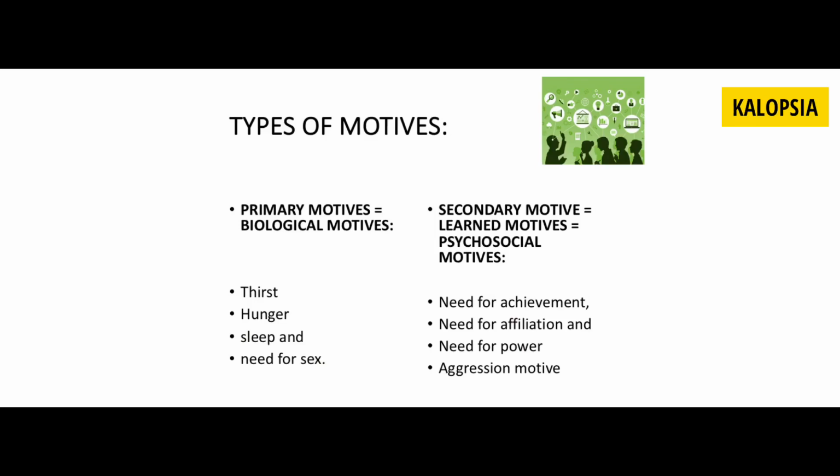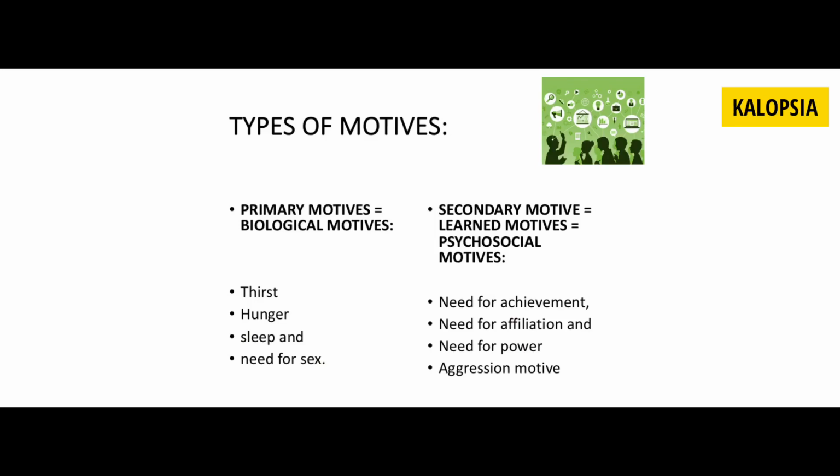Primary motives are also known as biological motives because they fulfill our basic motives. So the primary motives include thirst, hunger, sleep and sex. Other than that, we also have need for shelter, elimination and temperature.